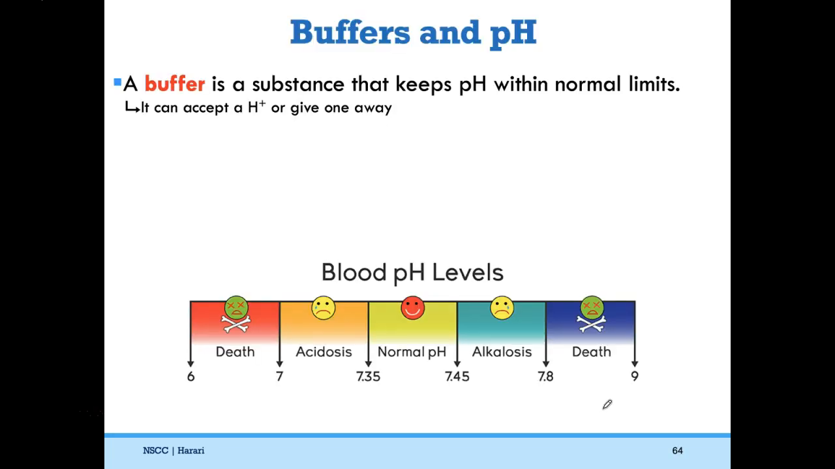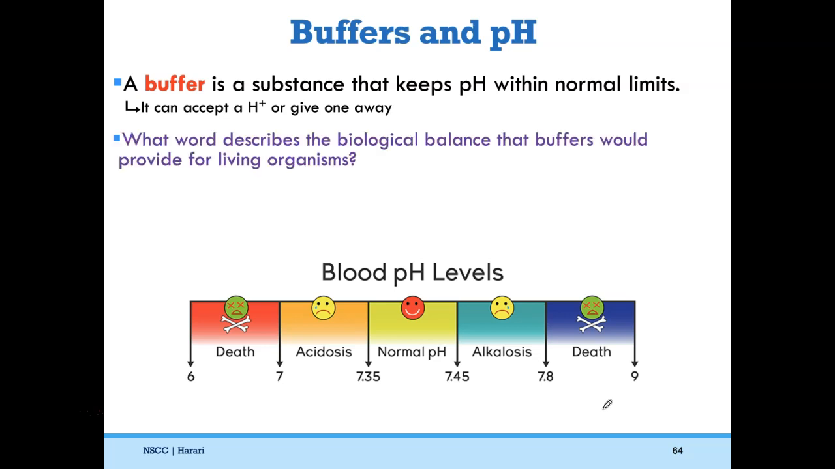And a buffer is a substance that keeps pH within normal limits. So a buffer is something that can either take an H plus if needed, or give away an H plus if needed. And what word describes the biological balance that buffers would help provide for living organisms? Right, the answer is homeostasis. So we need to keep homeostasis of pH. We need to have a balance of pH inside of our blood, for example.